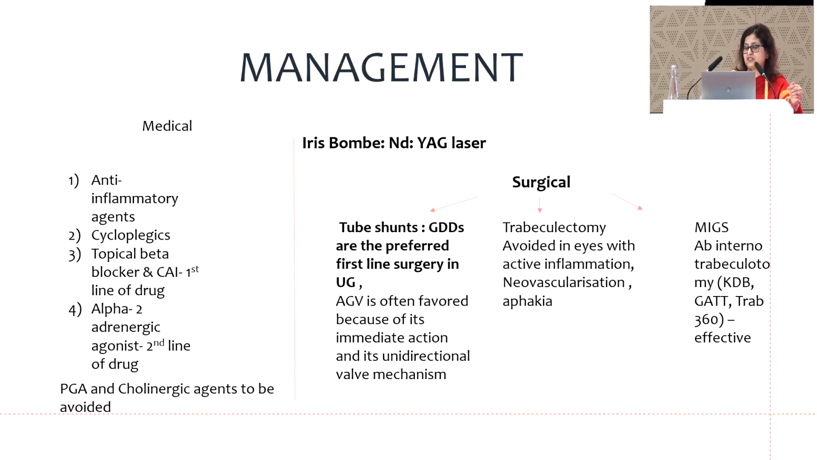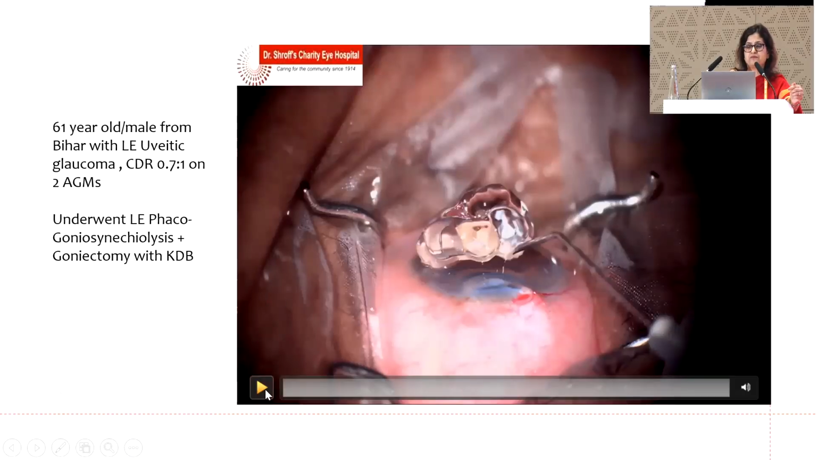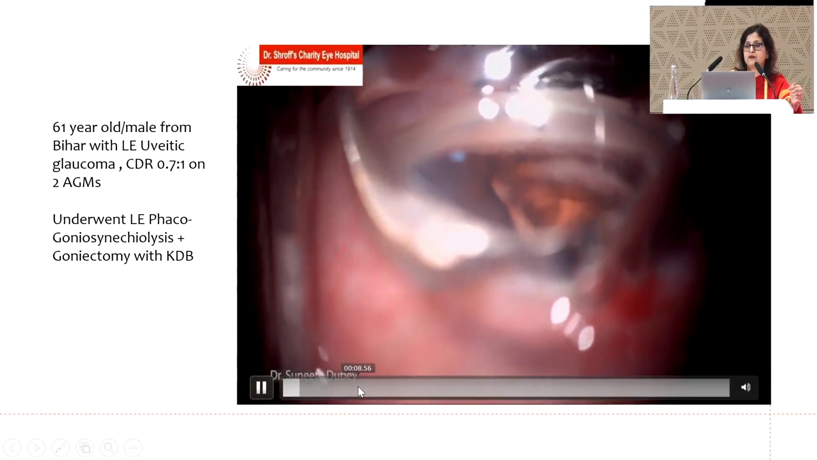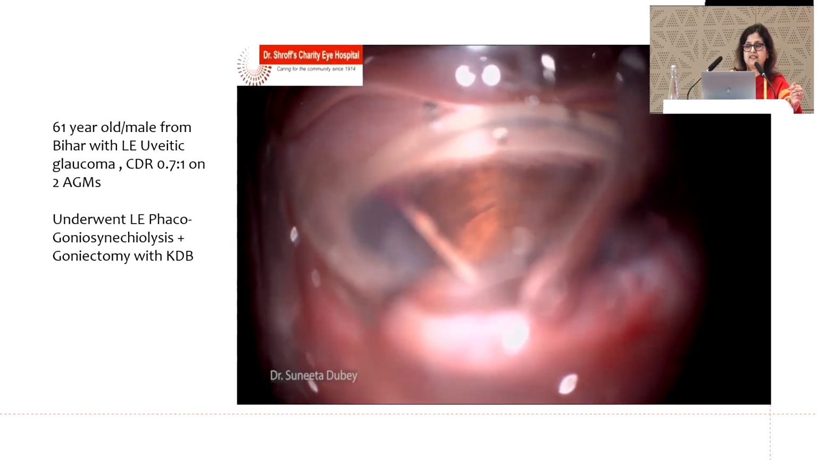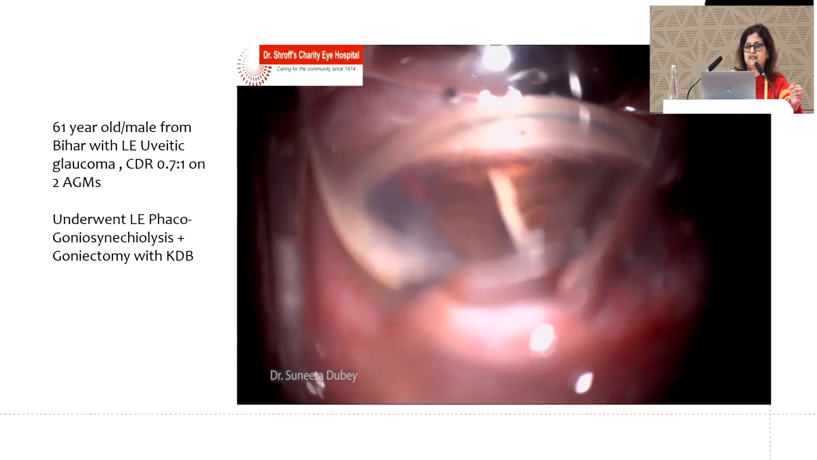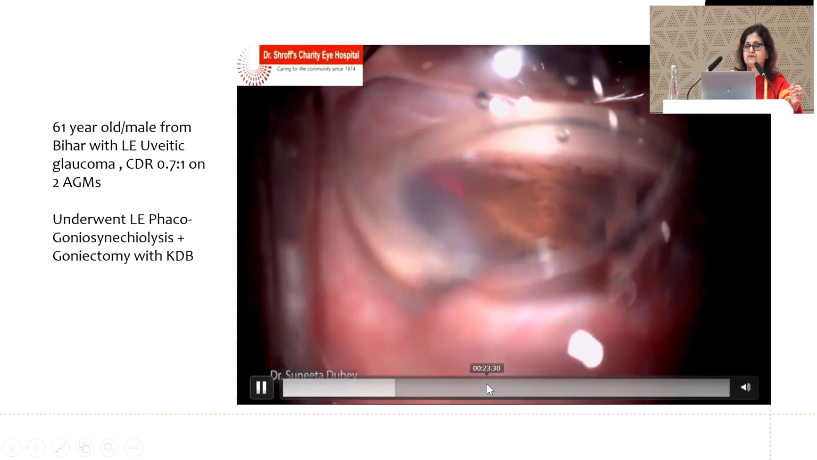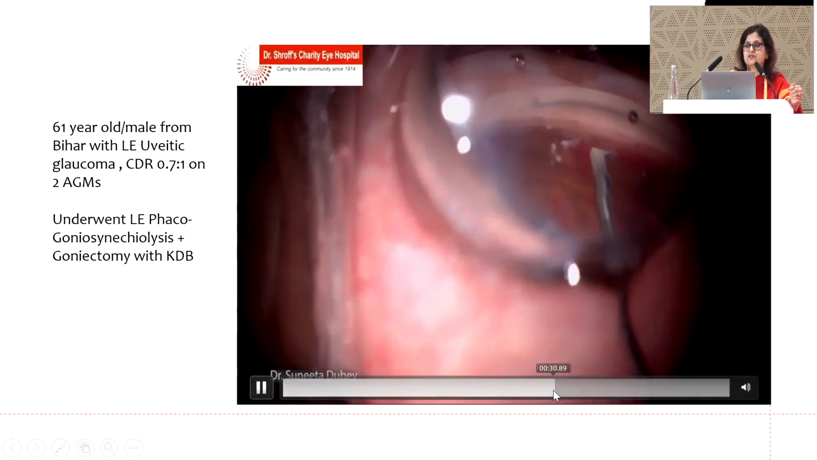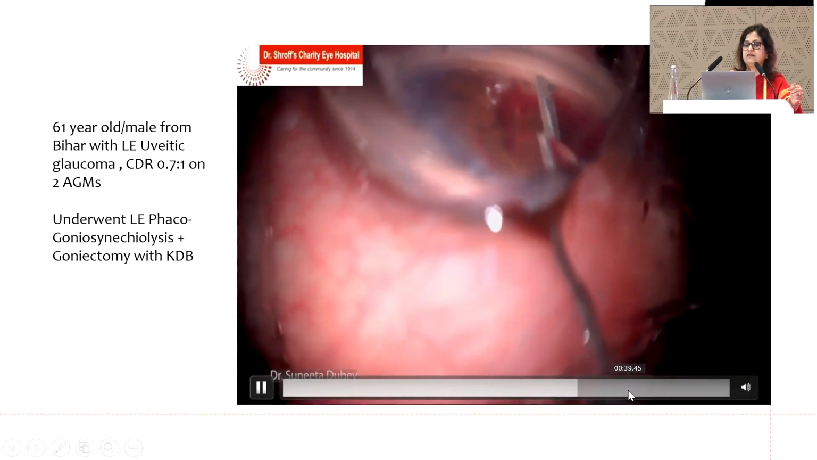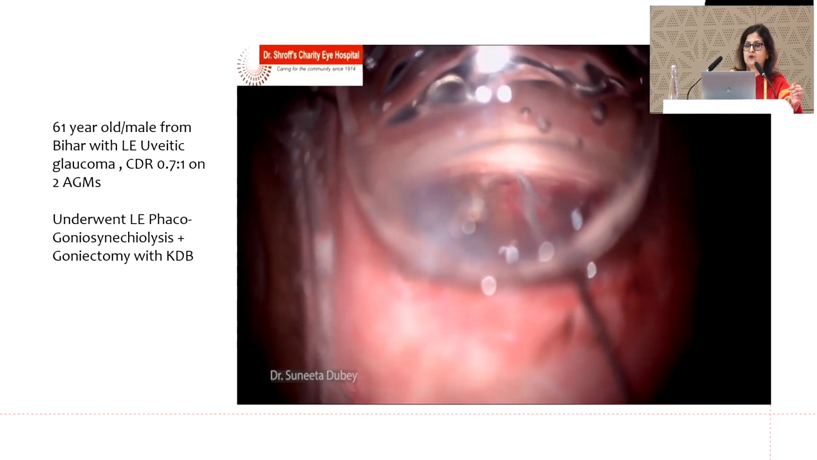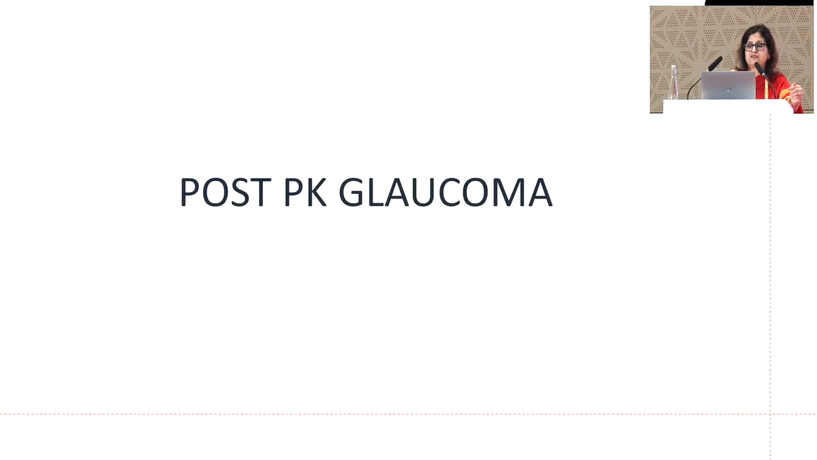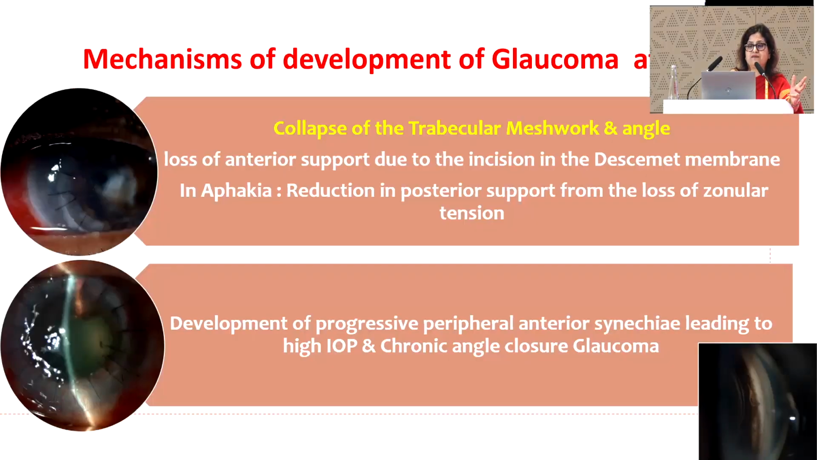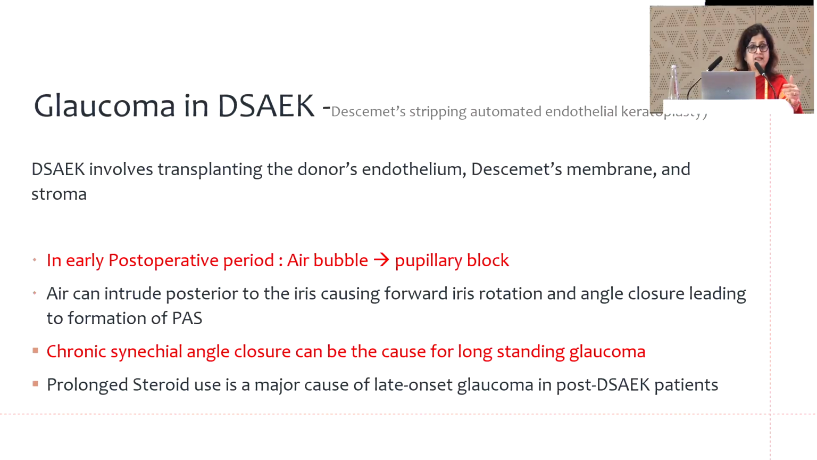Trabeculectomies should be avoided in patients with active inflammation or neovascularization. MIGS again can be used. This was one patient with uveitic glaucoma. Goniosynechiolysis was done, so we separated the synechiae with an iris repositor, and then KDB was performed. These procedures are said to be effective in uveitic glaucoma which is not very advanced and which is associated with cataract.